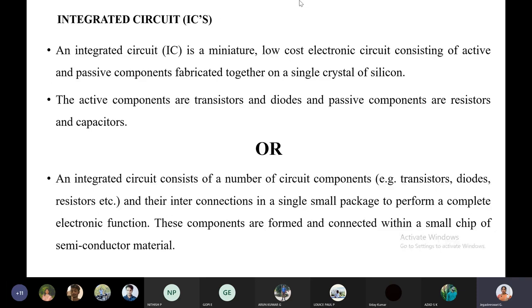So if you look at the transistor and diode, it's an active switch. These are active components. That is the difference. And the opposite is passive. So this is the major difference between active and passive. Is it clear now? Okay, shall I move into the next slide?